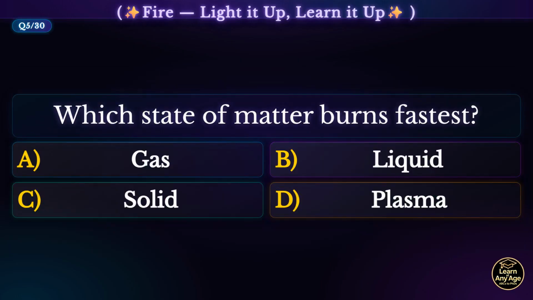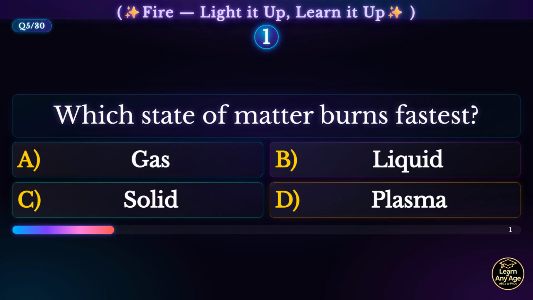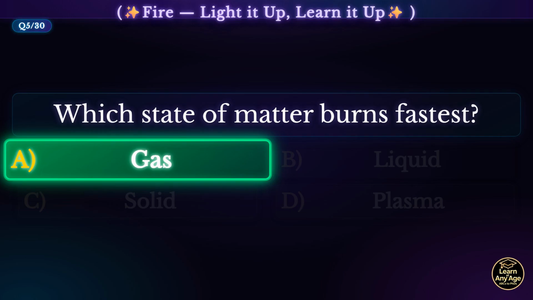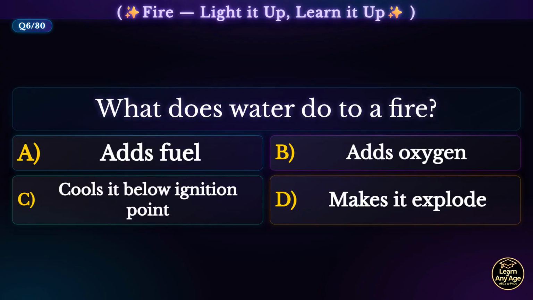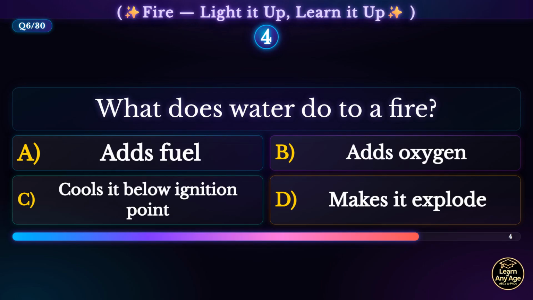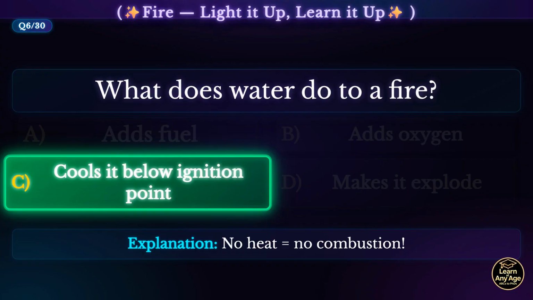Which state of matter burns fastest? Gas. Gas mixes freely with oxygen, so it ignites quickest. What does water do to a fire? Cools it below ignition point. No heat equals no combustion.